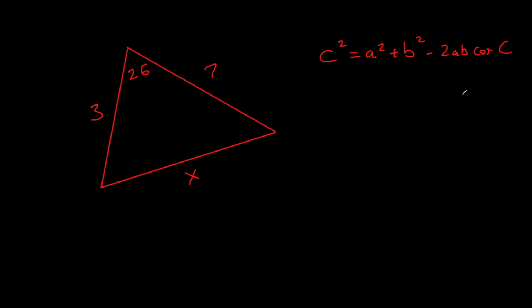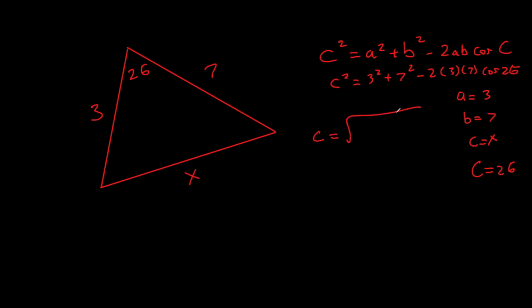So we know that a can be either 3 or 7, it doesn't matter. B will be 7 since we picked a as 3. X, or I guess we can say that c is x, and capital C is 26. So now we just plug everything in. And now we can just plug that into our calculator.